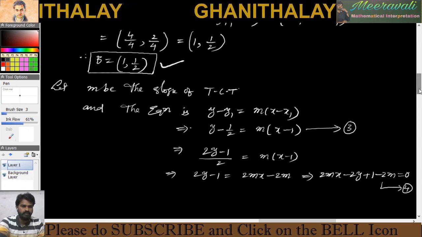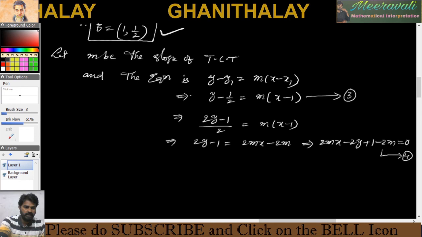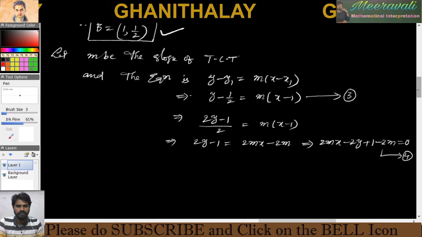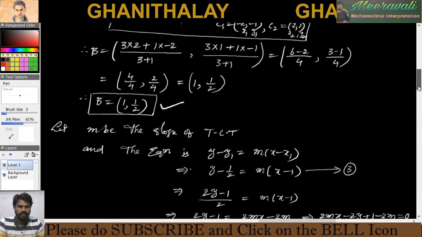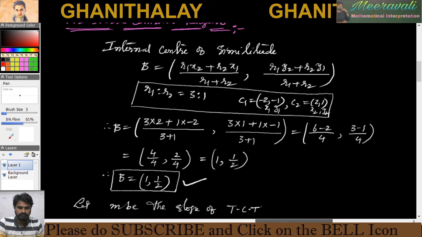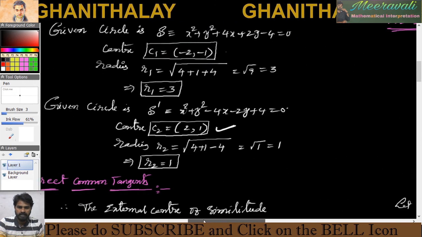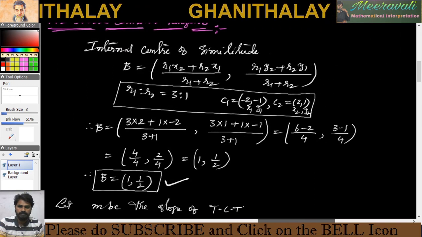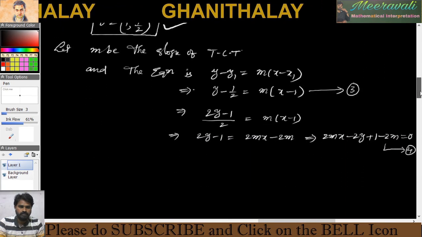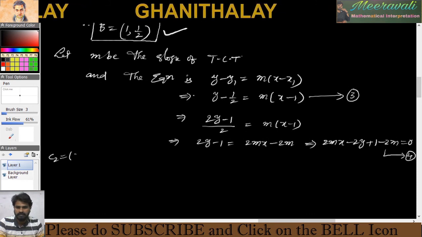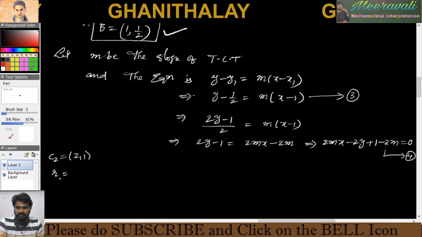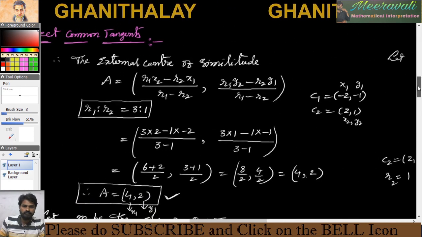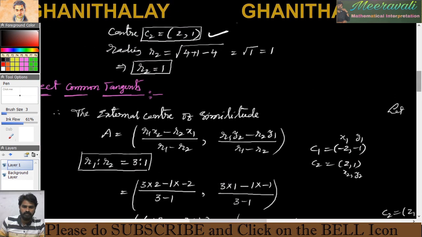Okay, this is our required common tangent. Common tangent means this is the tangent of both circles. So here I am going to take the simpler circle. What is the simpler circle here? The second circle. Center is (2, 1), radius 1. So the center of the second circle is (2, 1), radius 1. That is the point we have, (2, 1).